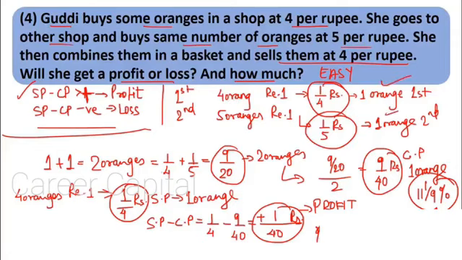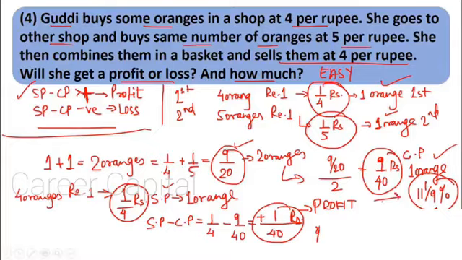When she combines the 2 oranges, one orange from here, one orange from here, she gets 9 by 20. That is the price for 2 oranges. Then we found the price for one orange. That becomes the cost price. Then we found the selling price of one orange. That is the selling price. We subtracted and found that it is a profit of rupees 1 by 40. And then we converted it into percentage.